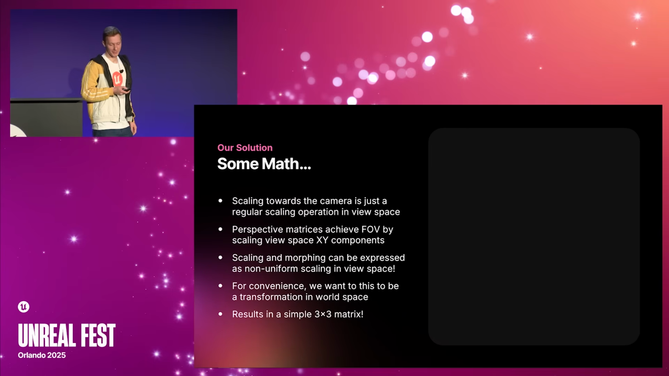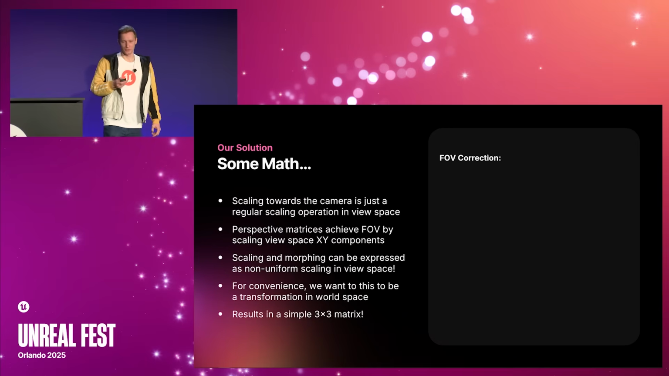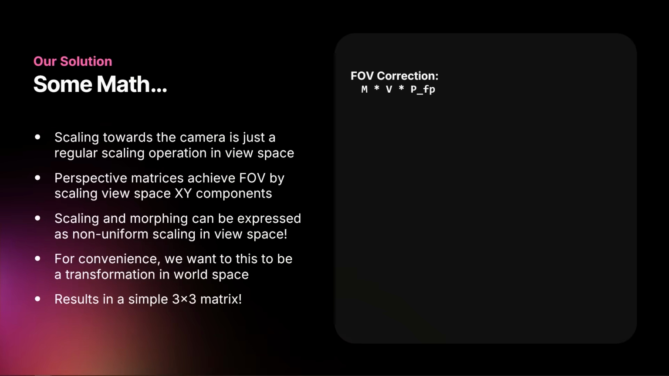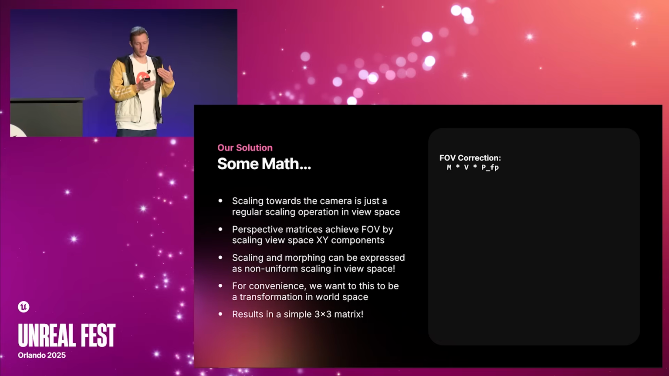Okay, let's get into the juicy stuff. First we just start with the FOV correction. And what we're trying to achieve here is this. This is, I would call, the standard notation, more or less, of how we project a vertex from model space onto the screen. So the M is the model matrix that transforms from model space, the space in which the object was authored in Blender or something, into world space.